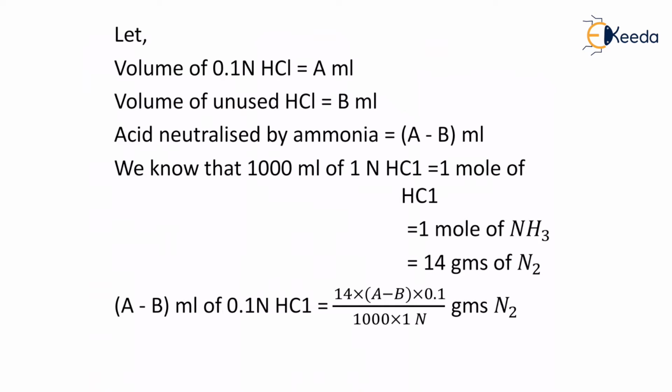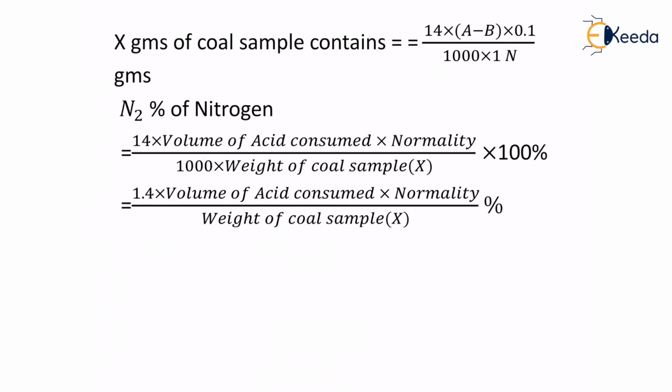So now if I want to find A minus B milliliters of 0.1 normal HCl, what will I do? I will have 14 into (A minus B) into 0.1 upon 1000 into 1 normal, and that will be my grams of N2 or nitrogen. So we are doing this for X grams of sample of coal, so it will be 14 into (A minus B) into 0.1 upon 1000 into 1 grams N2 percentage.